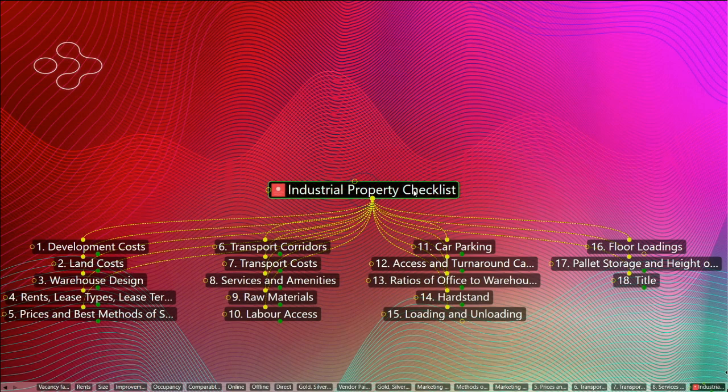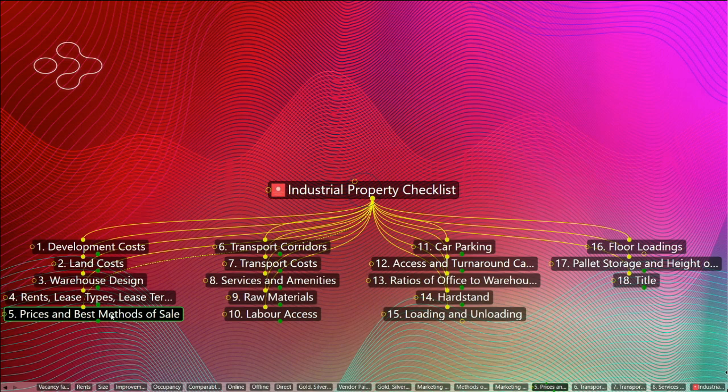So in earlier videos, I started the matrix and went through points number 1, 2, 3, 4, and 5. They are the development costs, the land costs, warehouse design, the rents, the types, the leases, etc., and also best methods of sale and also pricing. So today I'm going to cover a few more and take you into the industrial property checklist further.